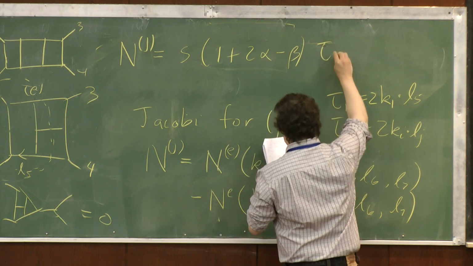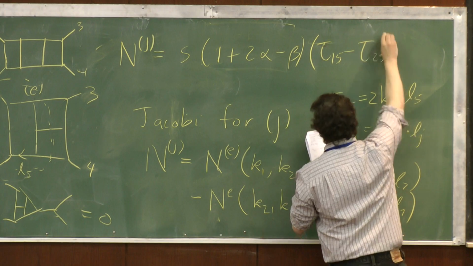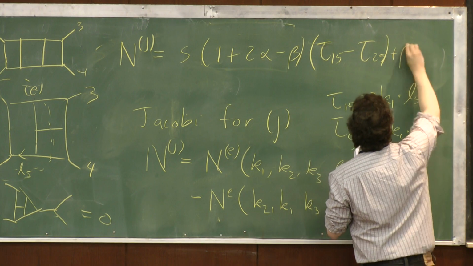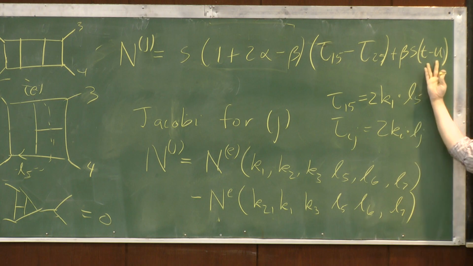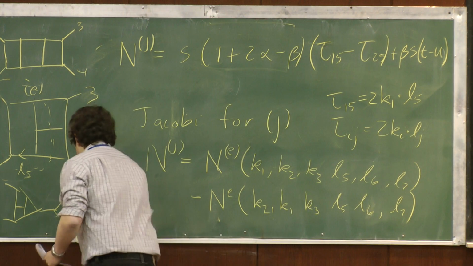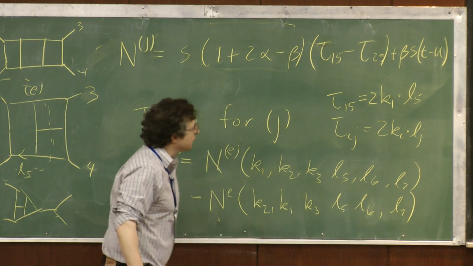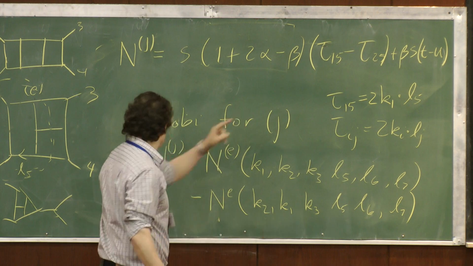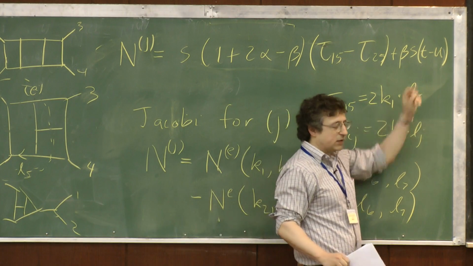So let me just write this then as tau 15 minus tau 25, and then plus beta s, and then you get t minus u. So this guy here is antisymmetric, right? This piece here is antisymmetric, and this guy is neither. Now, you expect an antisymmetry, right? If I have legs 1 and 2, you expect an antisymmetry. So, in fact, you expect this to be a surviving term.